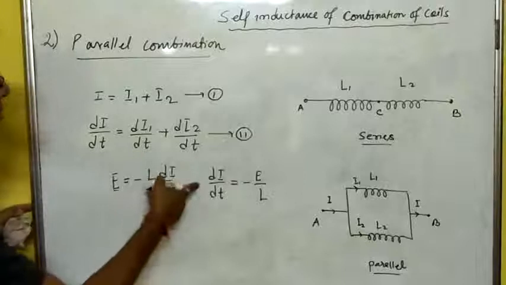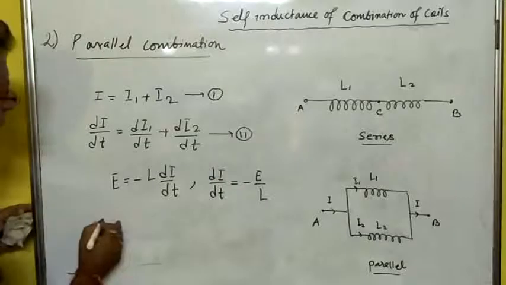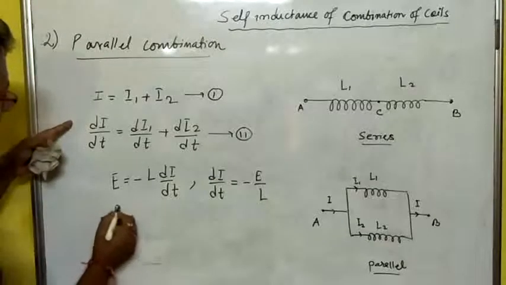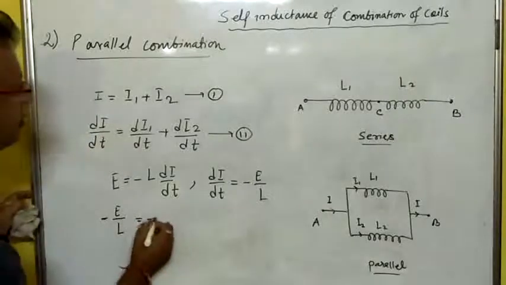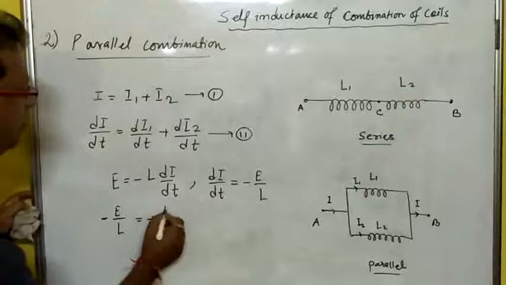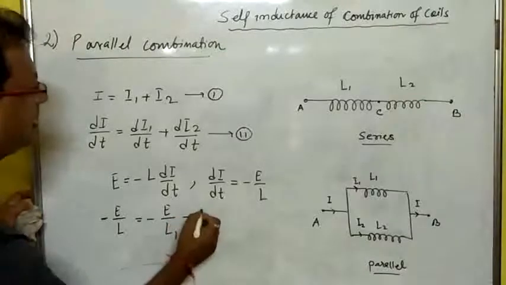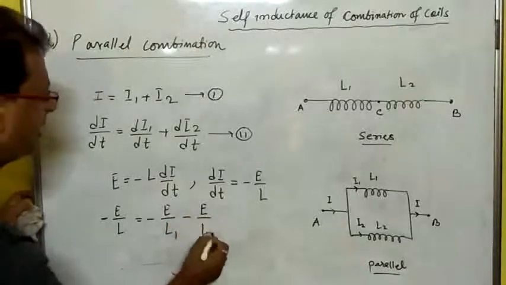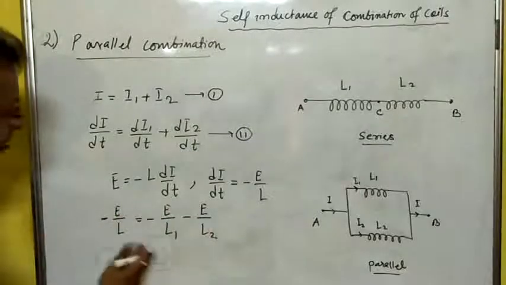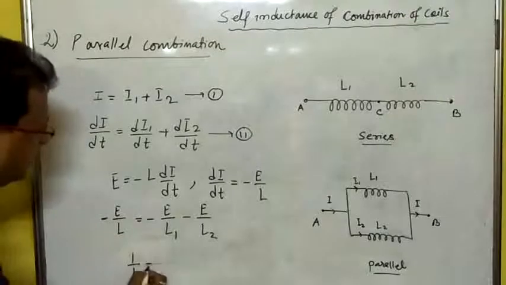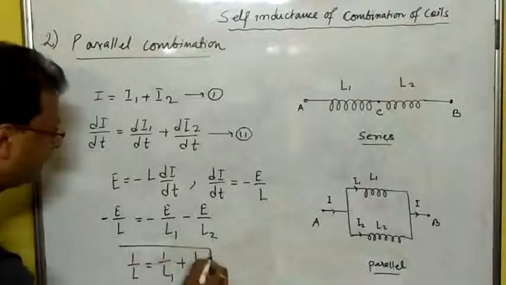So if you substitute di by dt as minus E by L, the first term is minus E by L, and this is di1 by dt, which is minus E divided by L1. For the second term, it looks like this, minus E divided by L2. So if you take all the E outside, it cancels on both sides. So you can write 1 by L is equal to 1 by L1 plus 1 by L2.